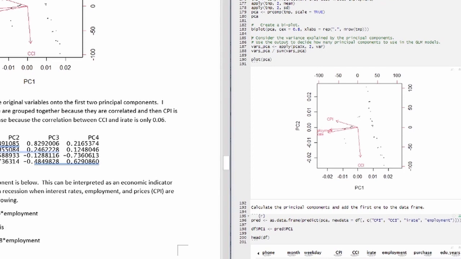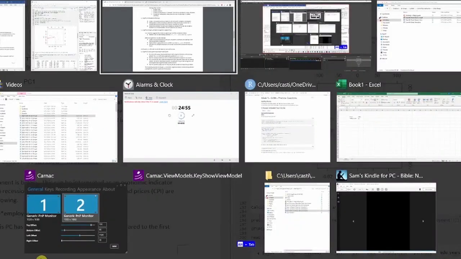This gives more weight to CCI. So this is the loading for CCI is 0.96. The loading for CCI in the first is only 0.06. This PC has a larger rotation on CCI, 0.96, as compared to the first PC. Okay, what's the next part of the question?